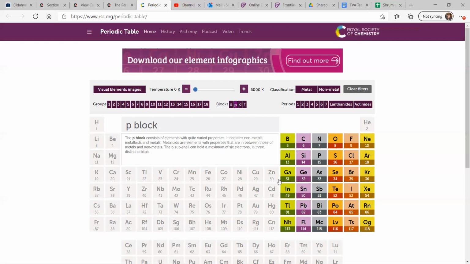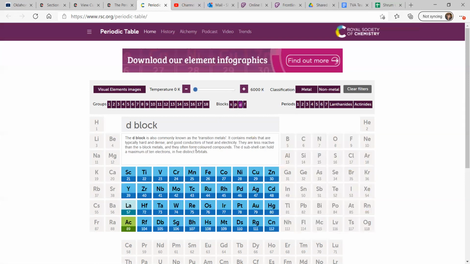Then we have the P block. They contain quite a variety of properties. It contains nonmetals, metalloids, and metals. Metalloids are a mix of metal properties and nonmetal properties. The P subshell can hold a maximum of 6 electrons in 3 distinct orbitals. So that's why we have 6 columns here.